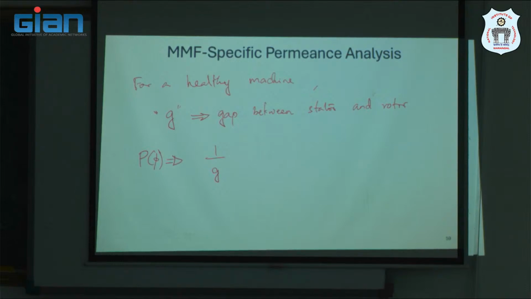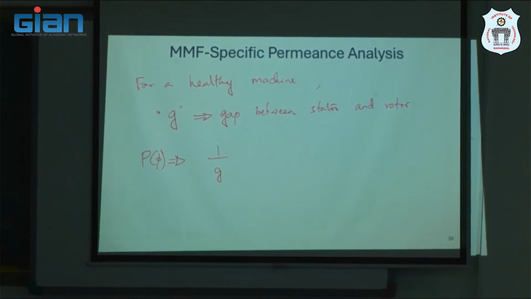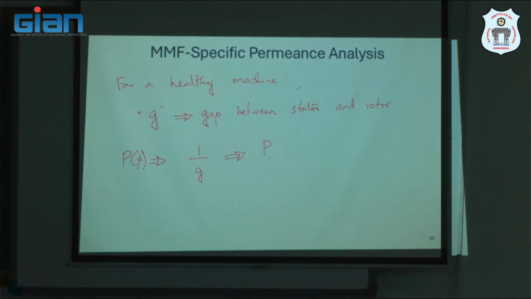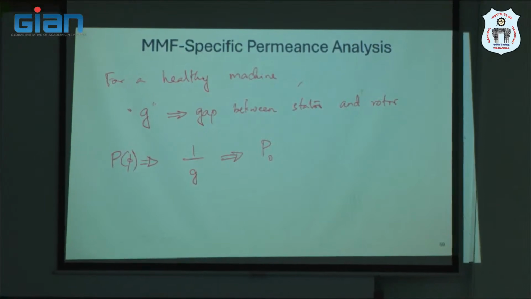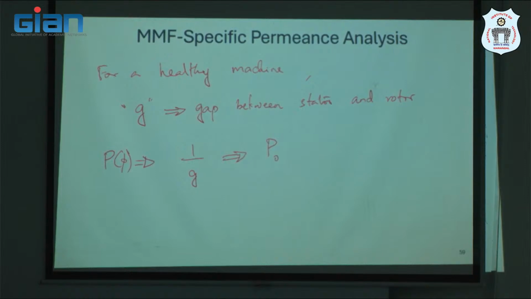Is this clear? I mean, if you are unsure, if you are unclear, please stop and ask. Don't hesitate. So I can easily represent this as a constant, I am going to call it P naught. And the unit of this will be 1 over meters, right? It's the inverse of the gap. Gap is measured in meters, so 1 over meter will be the unit of this. And if you are looking at specific permeance, then you have to of course divide by the area and get its unit accordingly.